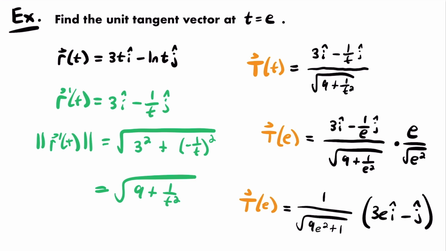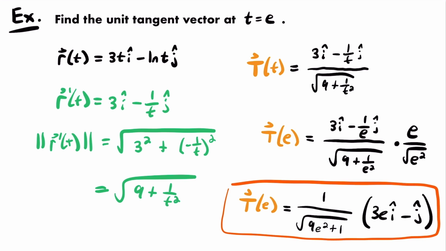I highly recommend that you don't do that. It makes it a lot easier to work with your unit tangent vectors when we have to use them for other concepts in the future. And so it's totally fine for you to leave your answer in this form, where you have 1 divided by the magnitude multiplied by the tangent vector evaluated at the specific value of t. Okay, so it's totally fine to leave it like this.